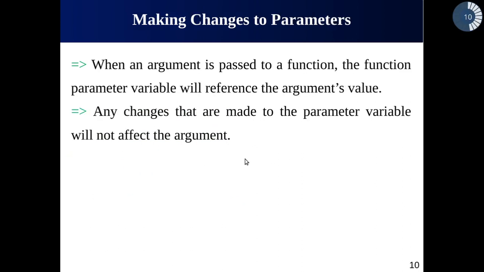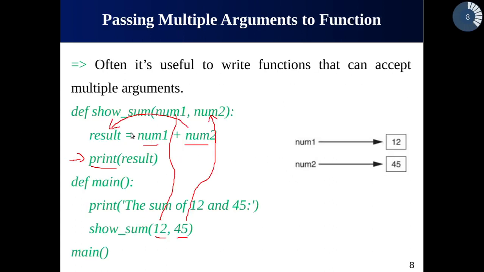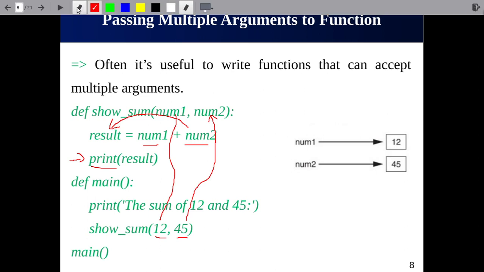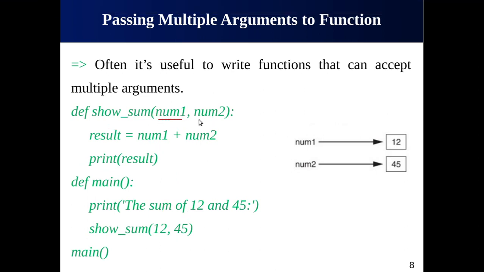Next, let us see what will happen if we make a change to the value of a parameter. When an argument is passed to a function in Python, the function parameter variables actually refer to the argument's value, and we saw it in this example. Here we have parameters num1 and num2, and they refer to the values of the arguments. So this is the case in Python.